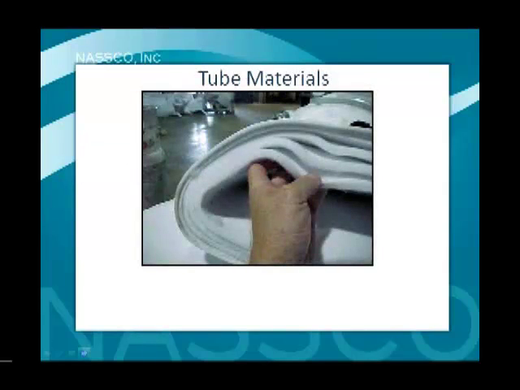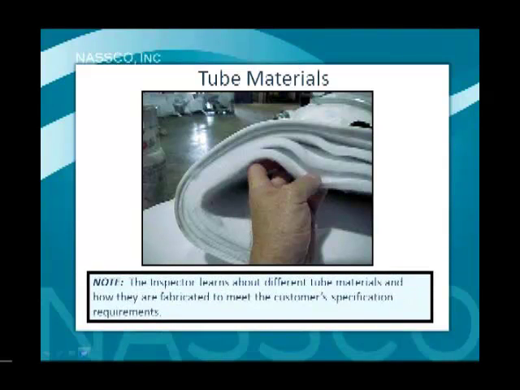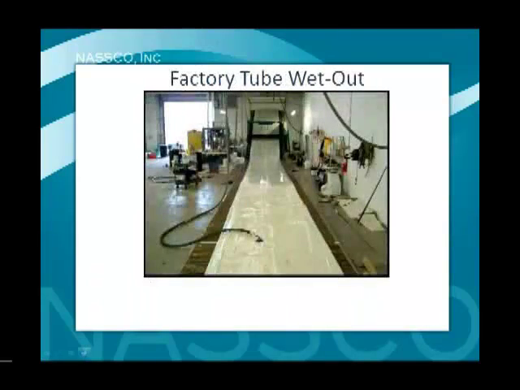There are several slides here to give you a little flavor of what's in the course. We do discuss the tube material. The inspector learns about different tube materials and how they are fabricated to meet the customer's specification requirements. We also discuss such things as coatings and reinforcing materials, and how they apply to the CIPP.